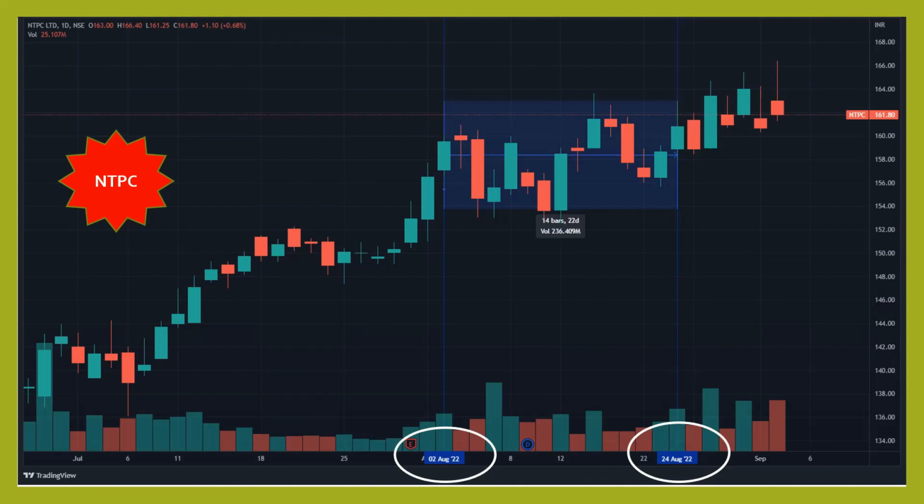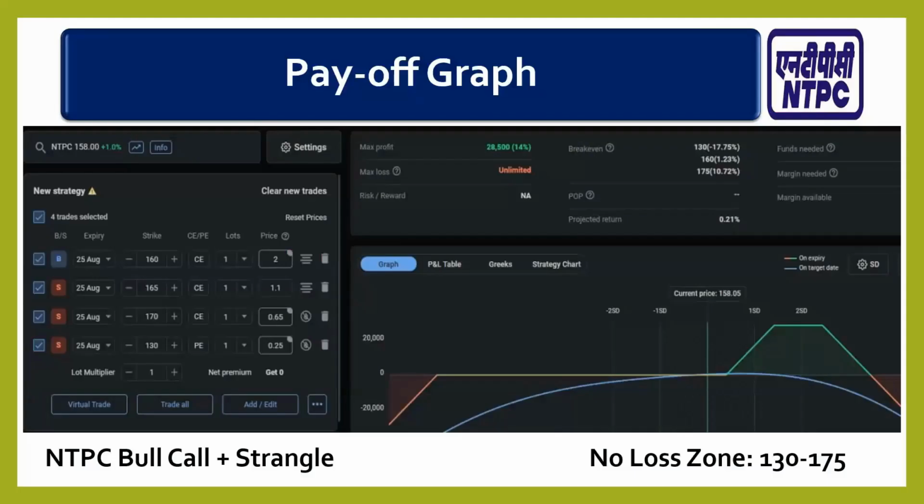Downside means up to 130 level. At that time the stock was trading at 155, 156, so the assumption is that it wouldn't go below 130. That's why I call this a zero adjustment and zero loss strategy on the downside. Of course, upside loss is there, but that is unlikely. Let's see the payoff graph.